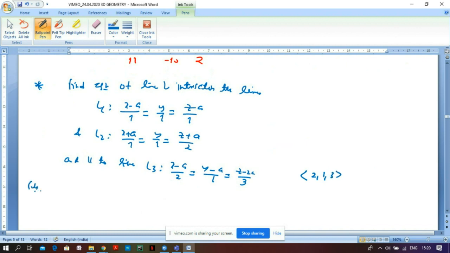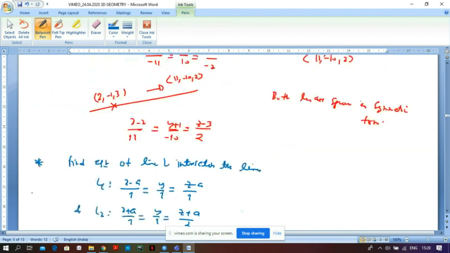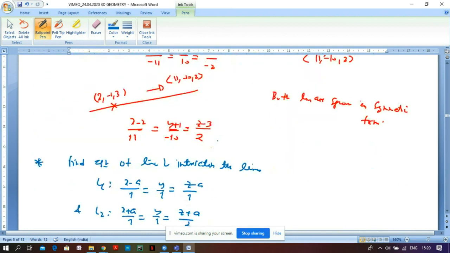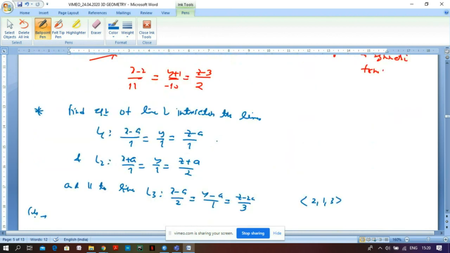So you want the equation of a line. Compare the last problem. There it was: find the equation of a line intersecting two lines at a right angle. So the equation of line L passes through a point and intersects them at a right angle. Here we are not saying right angle; we are just saying find the equation of a line intersecting the lines and parallel to a given line.